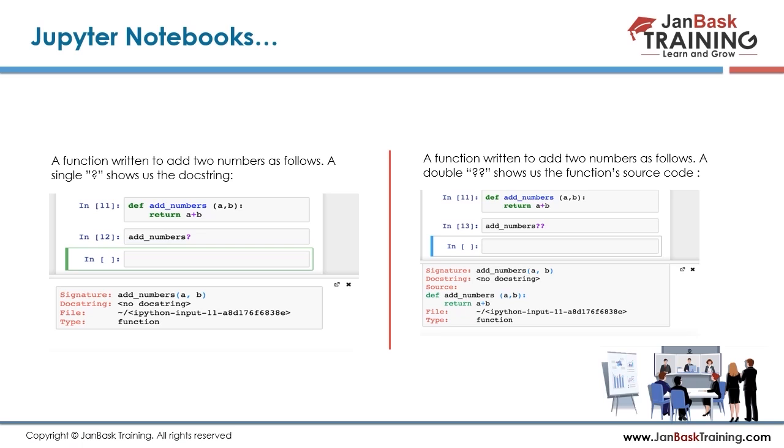So add numbers, again the question mark, then it will give you the docstring, like what it is about: add numbers a and b. And if you want to know the source code, that's the complete function, because this is a very small function.